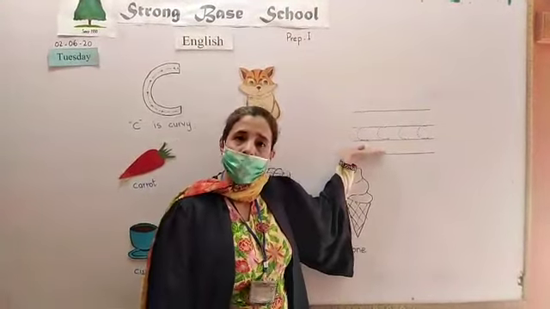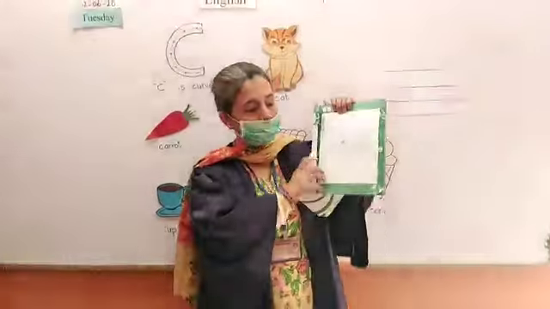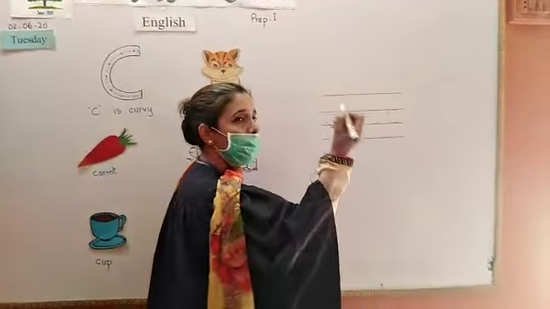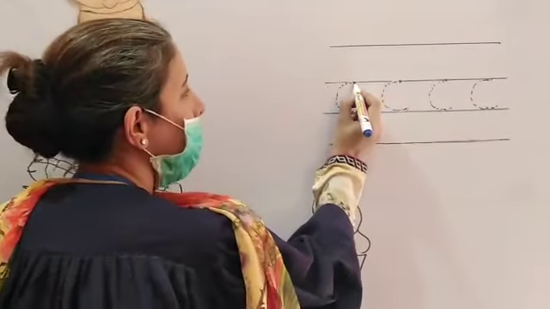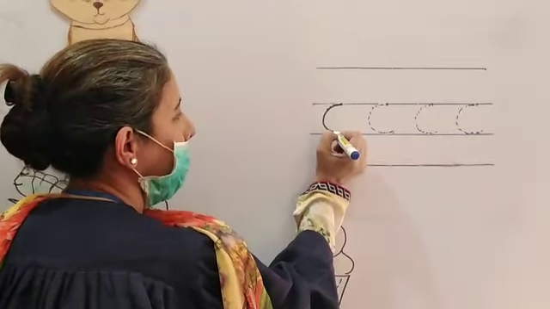Now, how to trace it in your books? First, see that this page you have to trace today. And how to trace it? I will let you know. Put your pencil in your hand. Put it on the dot. And trace it on all the given dots.